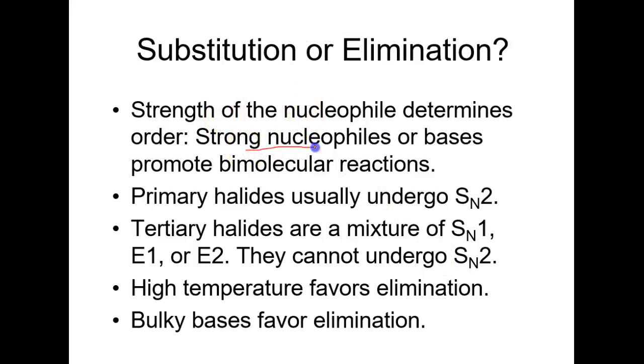So strong nucleophiles or strong bases are SN2s or E2s. Primary halides are SN2s. Tertiary halides are either SN1s, E1s, or E2s. It depends on the strength of your nucleophile and the size of your nucleophile. Strong nucleophiles favor E2. Weak nucleophiles prefer E1 and SN1s. But if it's big and bulky, it's going to prefer E1. High temperatures favor elimination, and they do have bulky bases. Look at that. Bulky bases favor elimination. So the bigger, the better.